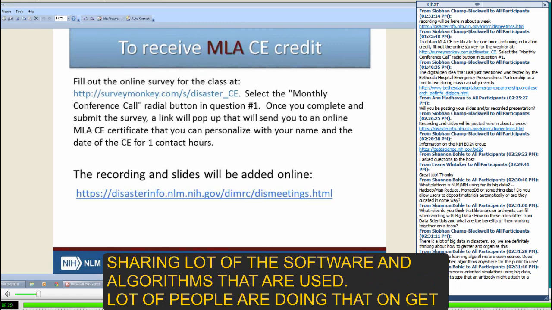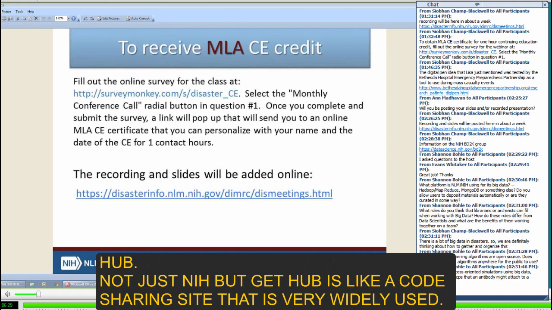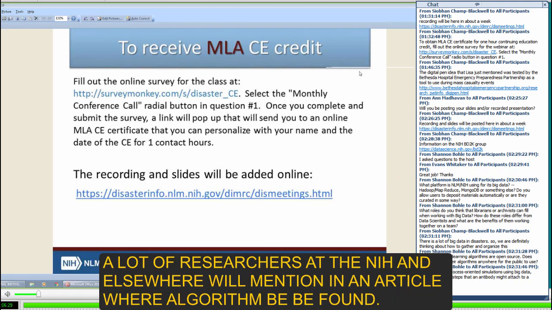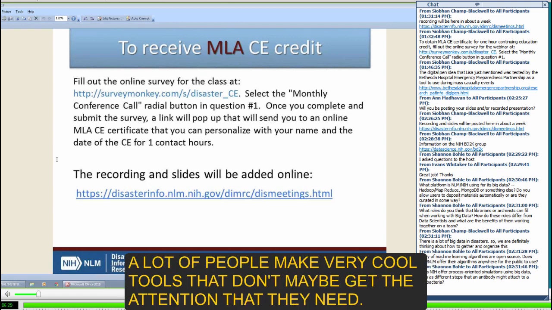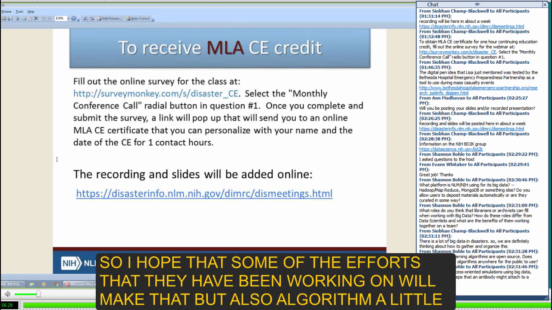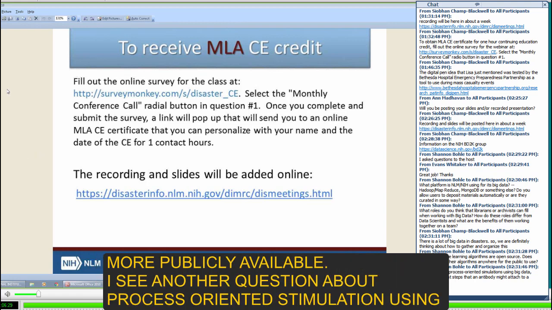But there is a lot of interest at the NIH in sharing a lot of the software and algorithms that are used. A lot of people are doing that on GitHub. And not just the NIH, but GitHub is a code sharing site that's very widely used. And a lot of researchers at the NIH and elsewhere will mention in an article where the algorithm can be found. So I think just in general, there's a lot more that needs to be done to help publicize a lot of this kind of stuff. A lot of people make very cool tools that maybe don't get the attention that they need. And so I hope that some of the efforts that the BD2K group has been working on will make not just the data, but also the algorithms a little more publicly available.